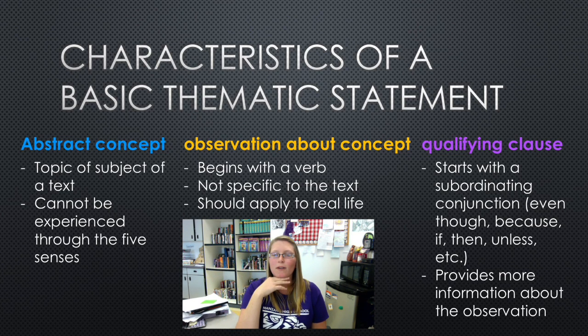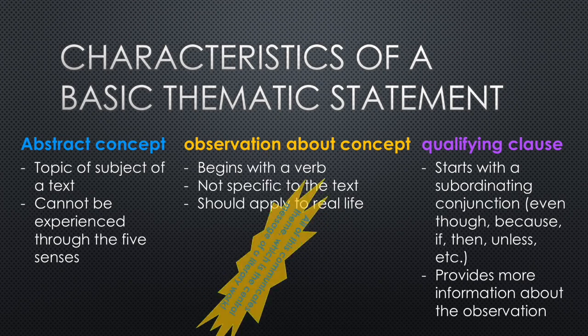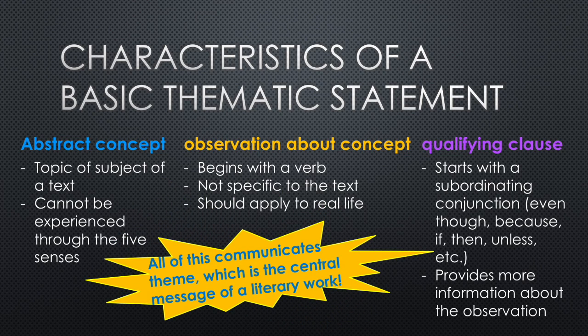And for the qualifying clause, that always starts with a subordinating conjunction, such as even though, because, if, then, unless, etc. And it provides more information about the observation. And all of this helps to communicate the theme, which, don't forget, is the central message of a literary work.